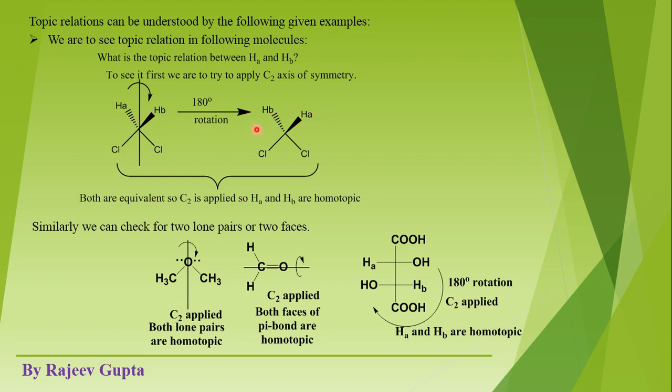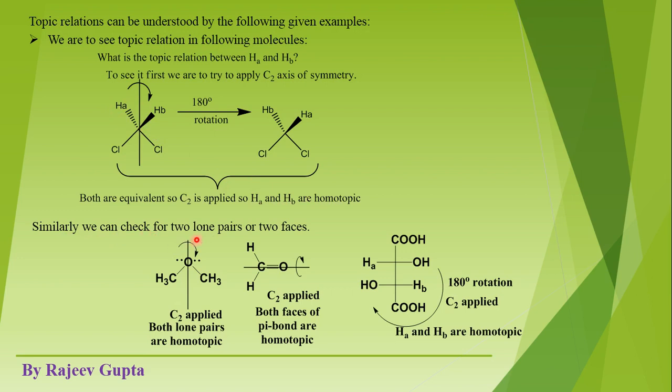If we do not observe the subscripts A and B, then we can say both molecules are exactly the same. So these are equivalent molecules, and the C2 is applied here. So HA and HB are homotopic, meaning HA and HB have a homotopic relation in this dichloromethane molecule.